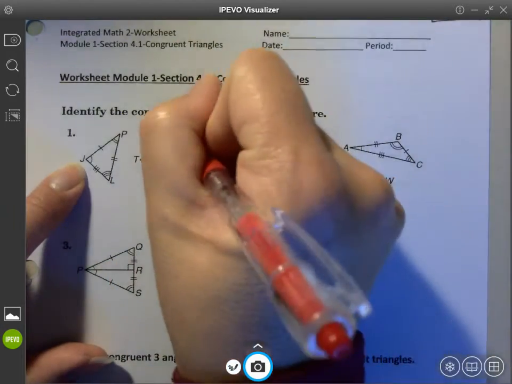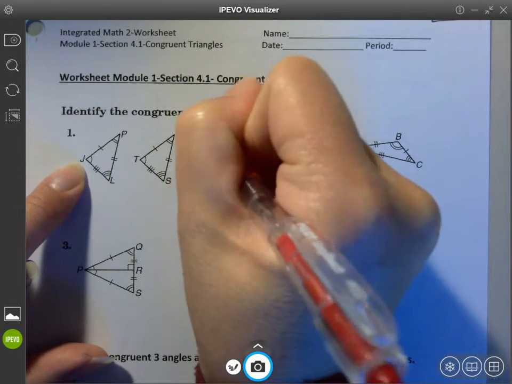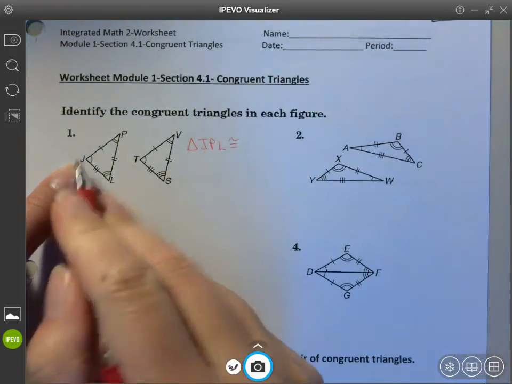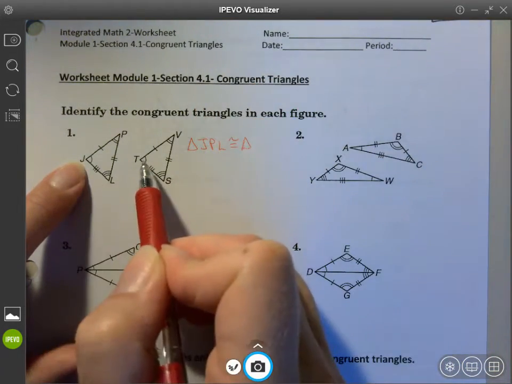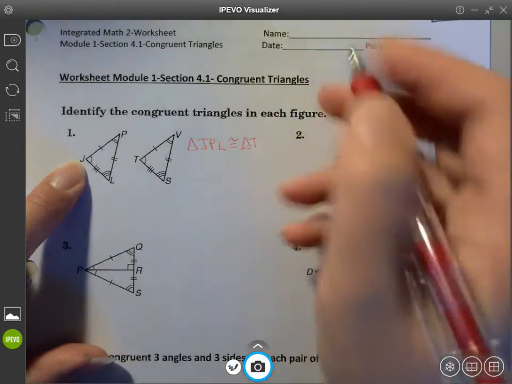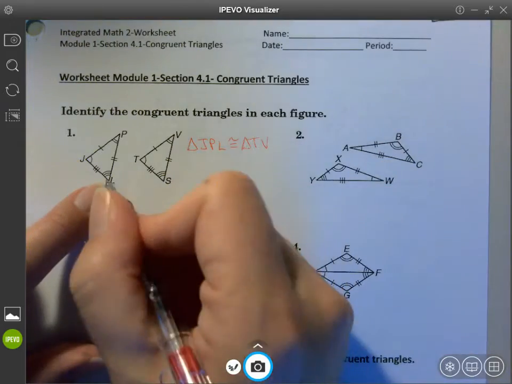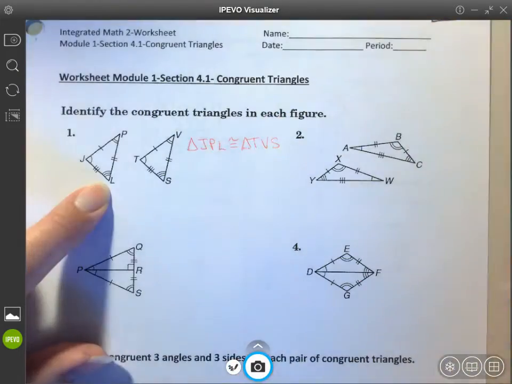And so you're going to show it as triangle JPL, or whatever order you want to put it in. But if I do it as JPL, the next triangle has to go with J matching with T. Look at the one mark or the two marks for P go with V, and then the three marks with L go with S. So that is what you are going to do.